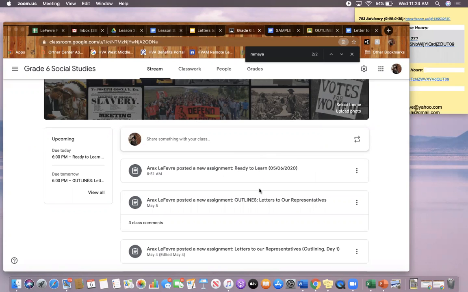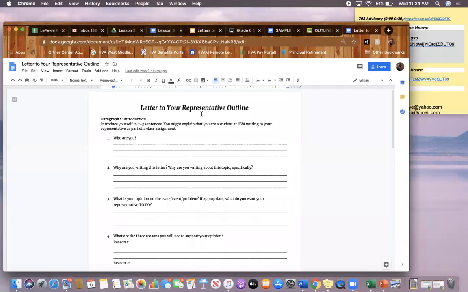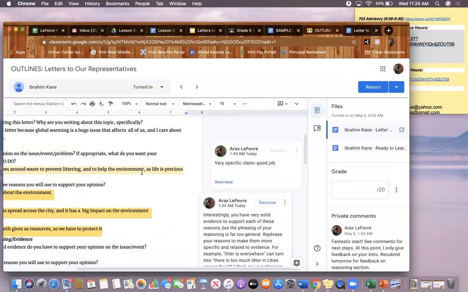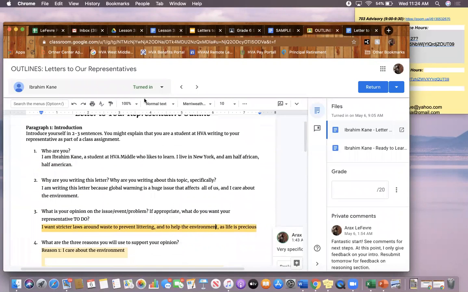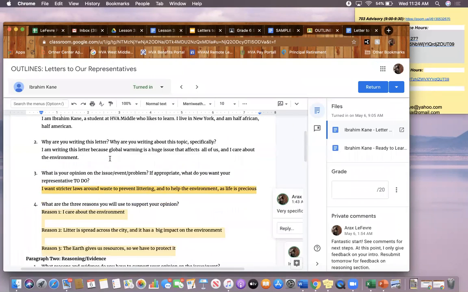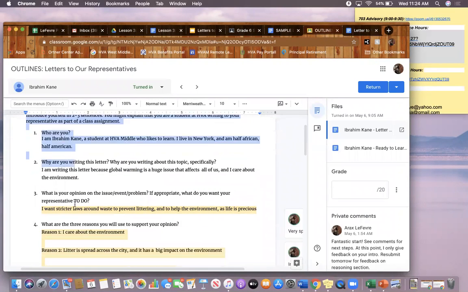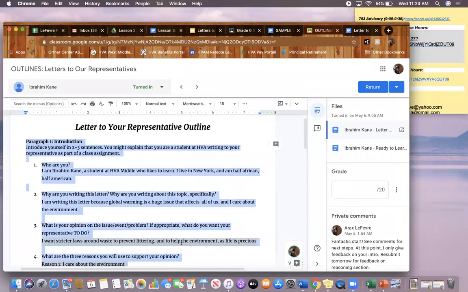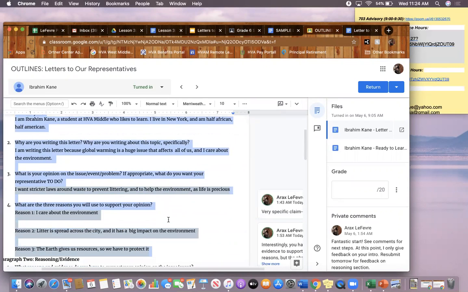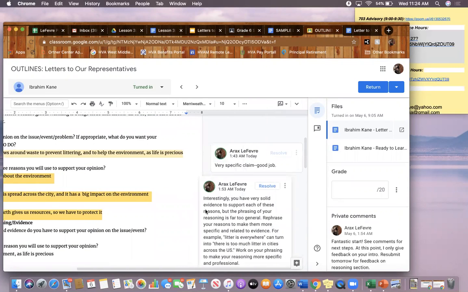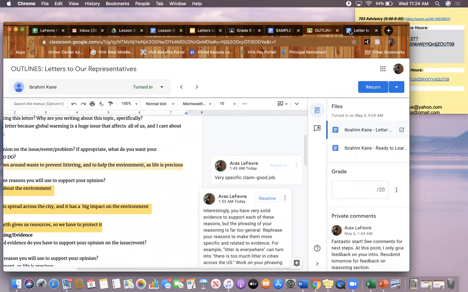So today we're going to continue to work on our letter to our representative outlines from yesterday. If you open up your letter to your representative outline, you will probably notice I have left feedback for every single person on the introduction section. Yesterday's task was simply to complete the introduction section, just that one section. I have left feedback for all of you on what you need to do to improve. So please make sure to check out that feedback.